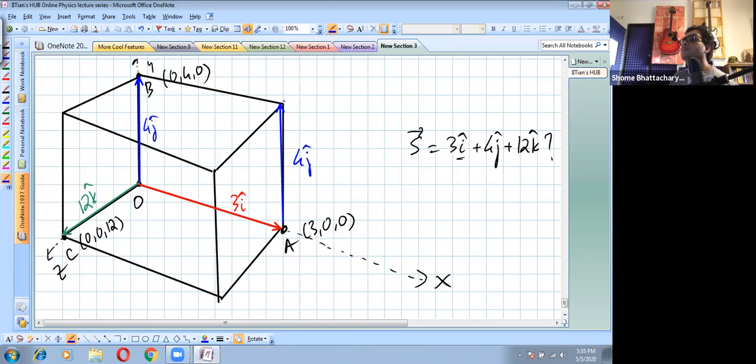After completing this displacement, you will reach, let's say, this point D. And its coordinates kya ho jayenge? Its coordinates ho jayenge 3, 4, 0. Okay. And now from the point D, so you have completed this displacement.